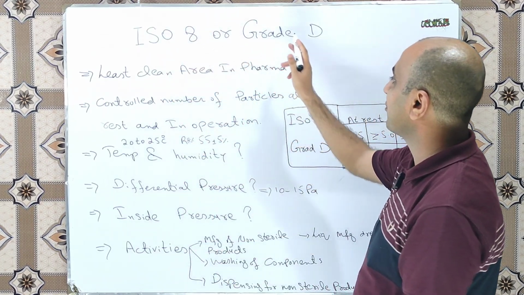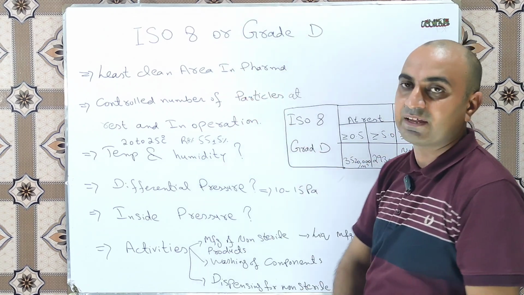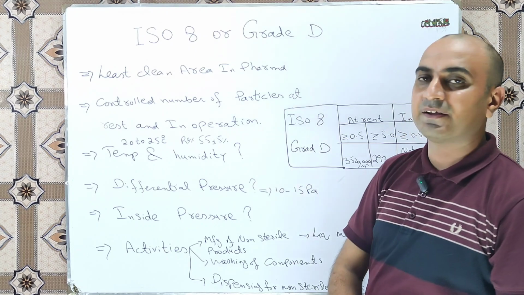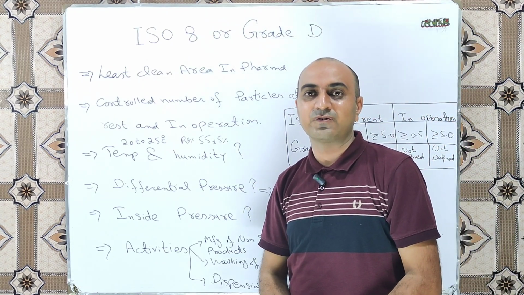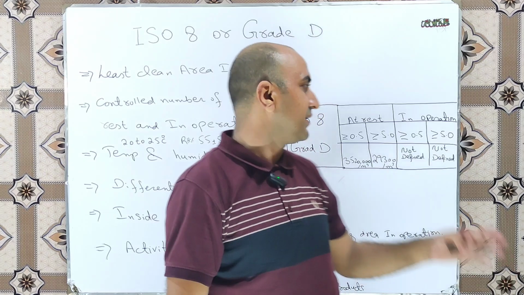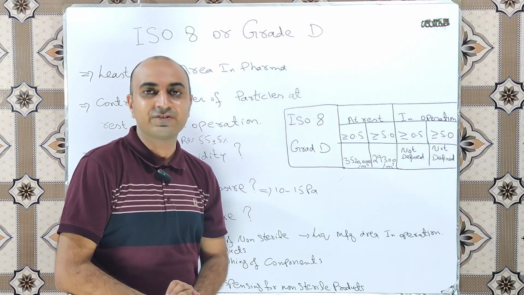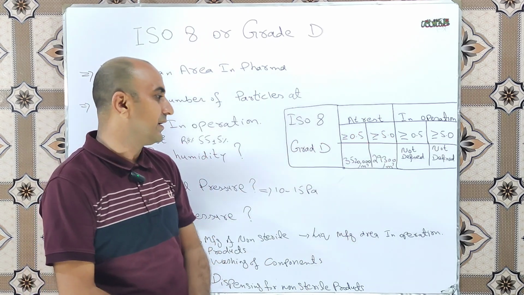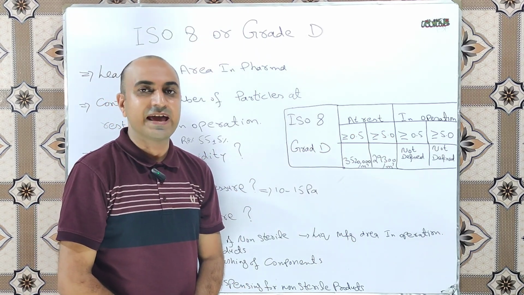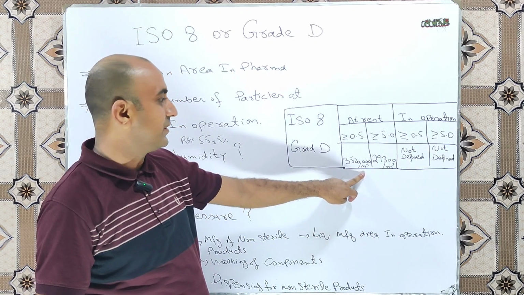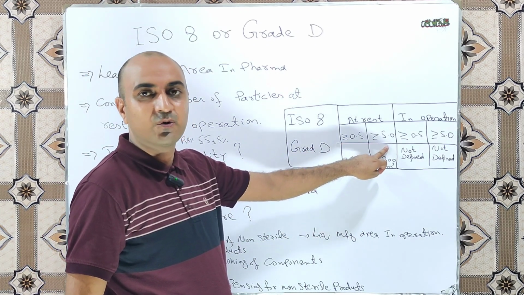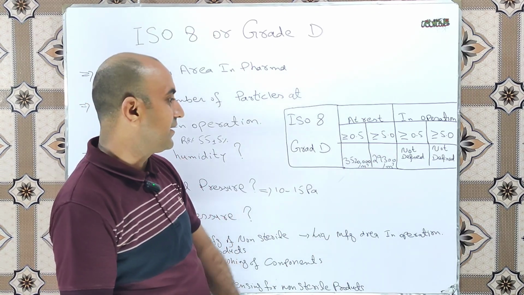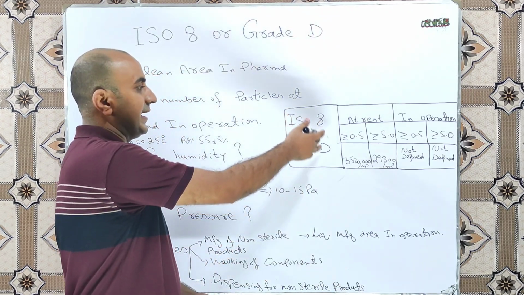As we discussed, grade D or ISO class 8 is the least clean area in the pharmaceutical industries. The controlled number of particles at rest and in operation in grade D or ISO class 8 are given in this table. At rest, the particles of size equal to or greater than 0.5 micron number 3,520,000 per cubic meter, and of size equal to or greater than 5 micron, 29,300 per cubic meter. It is at rest.